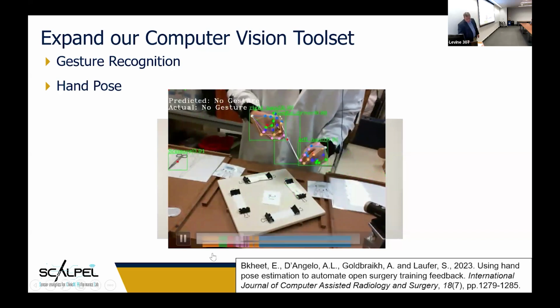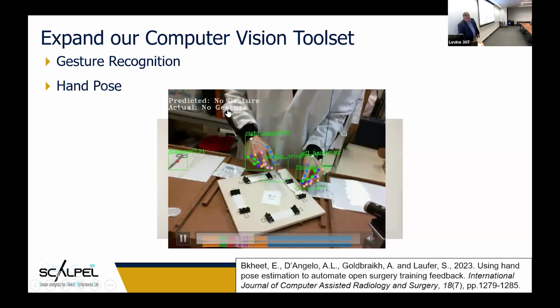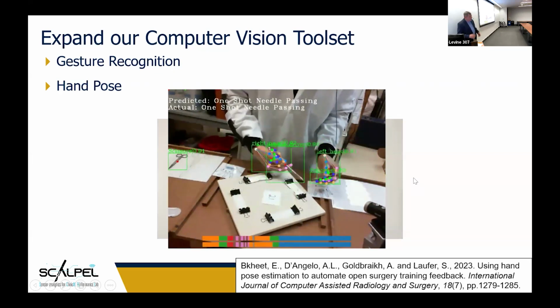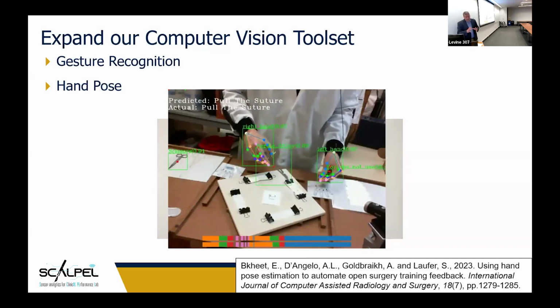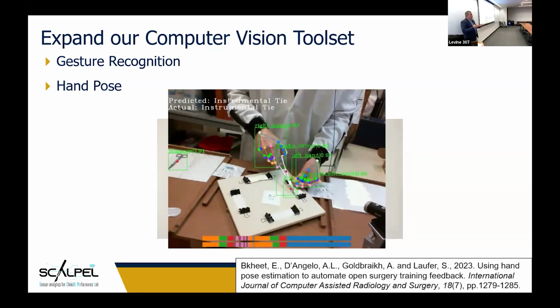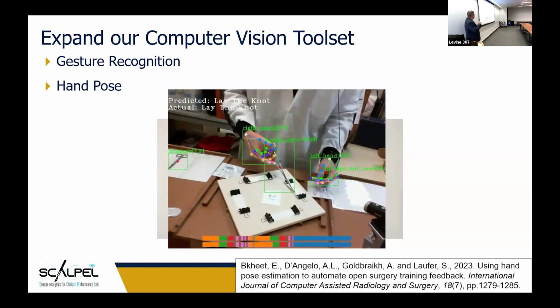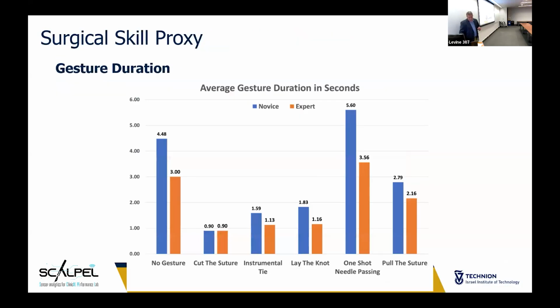So we have the hand pose, and we also have the gesture recognition. So this is a projected gesture. Right now, there is no gesture between. And this is the gesture that we identify. And here down below, you can see the match between the gesture that we identified and the gesture they're doing. So this is like the basic toolbox of computer vision tools we're using for this specific study. So it's tool recognition, gesture recognition, and two-dimensional hand pose analysis in this specific study.